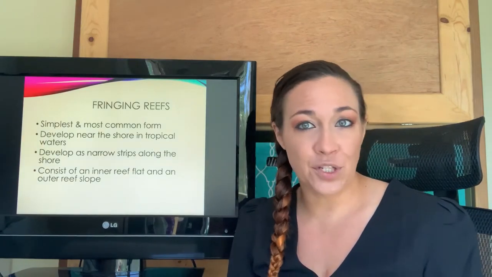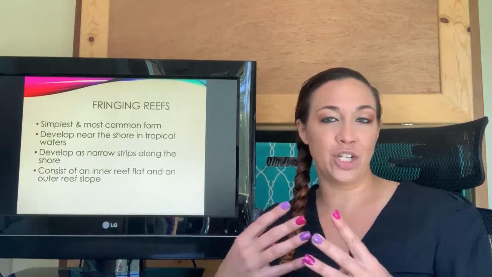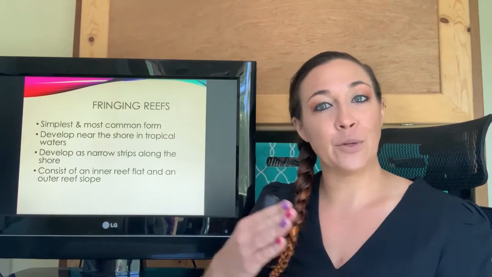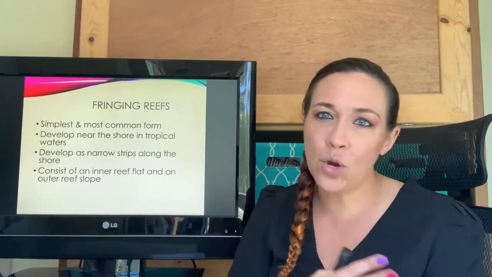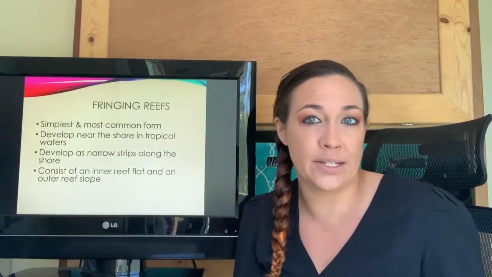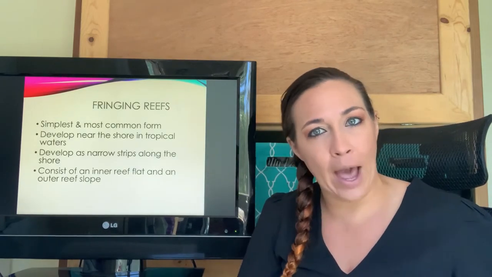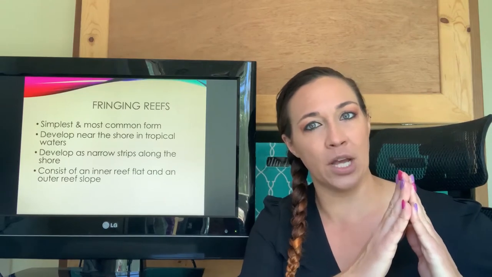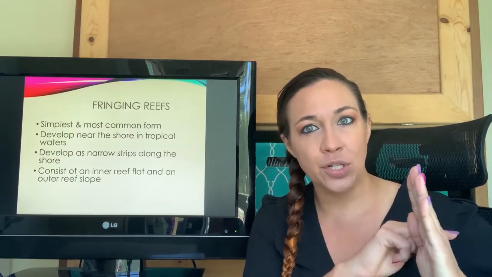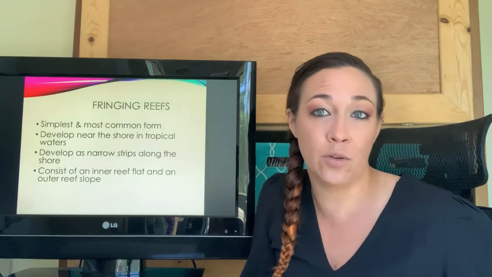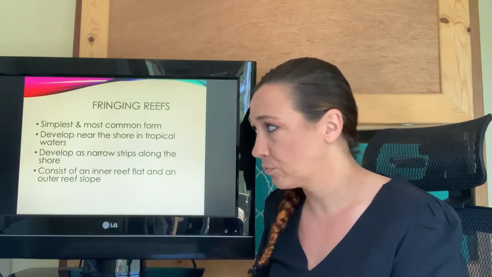So they are the simplest form. It's kind of the first formation. So it goes from fringing reef to barrier reef to atoll. Now, it doesn't always get all the way to atoll. Sometimes it stays a fringing reef. But the fringing reef is always going to be the first one because, again, you have your newly formed island that just poked up. And now you're going to have organisms that are going to start to settle around that island. And one of them are going to be your corals.